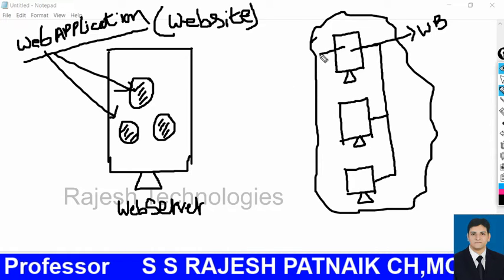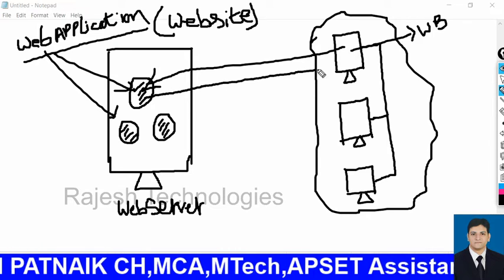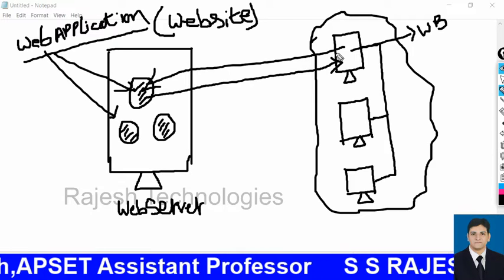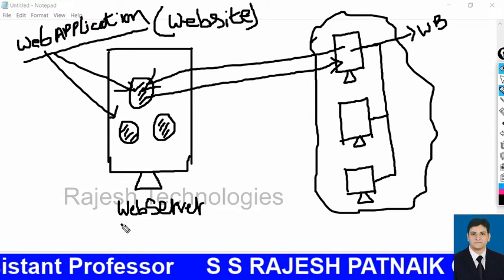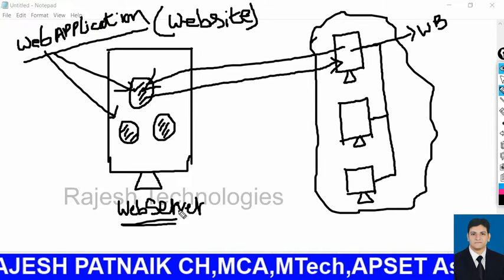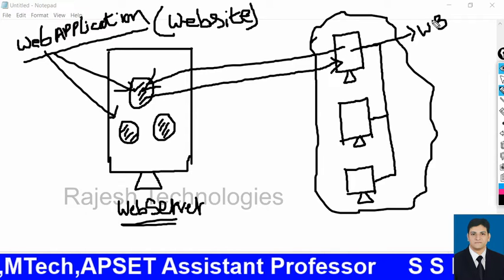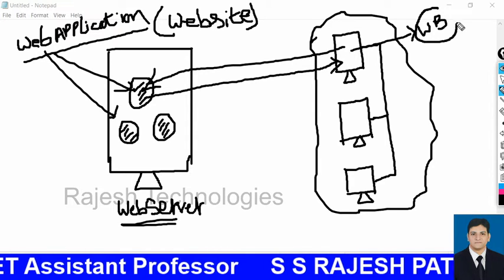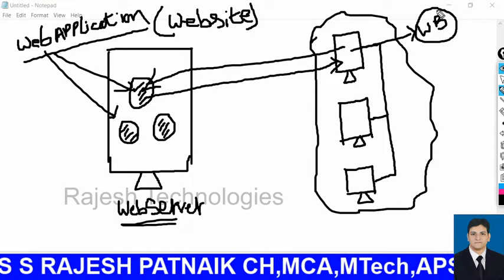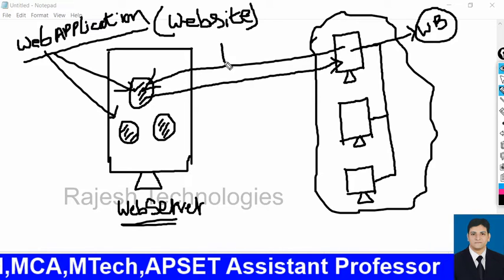We are making the request to the web server and we are getting back the response from the web application, because we make the request to the web server and we are getting back the response in the web browser. What is a web browser? A web browser is an environment or a client side software to run the websites. Please remember that.